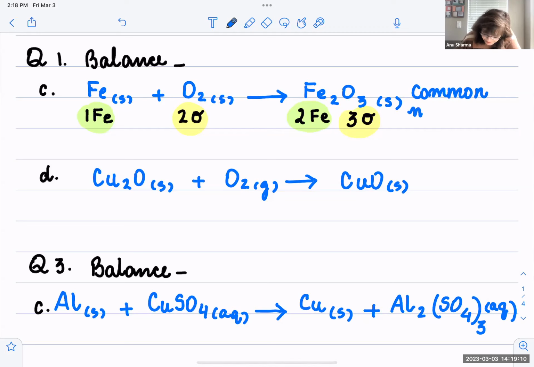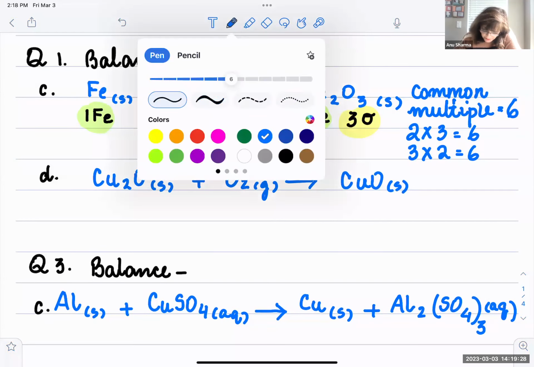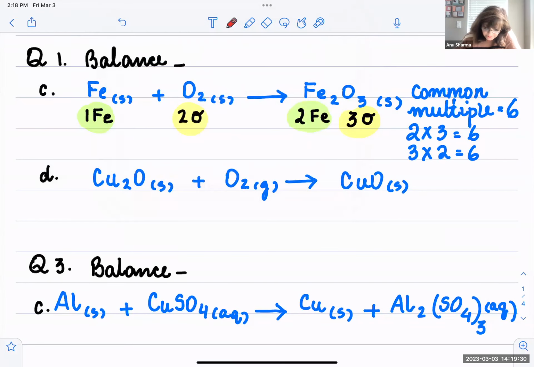So common multiple is 6. Okay, so that means 2 times 3 is equal to 6 and 3 times 2 is equal to 6. So we need to make 6 oxygens on both the sides. So if you put 3 here in front, that would mean that 2 times 3 is equal to 6 oxygens.